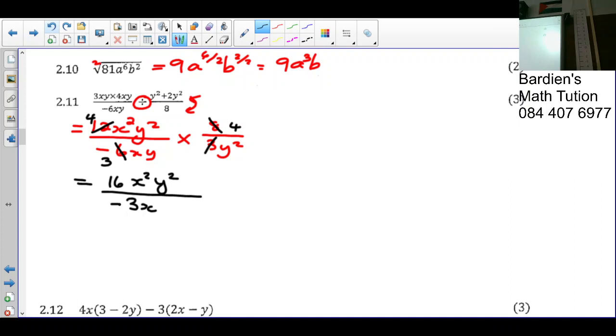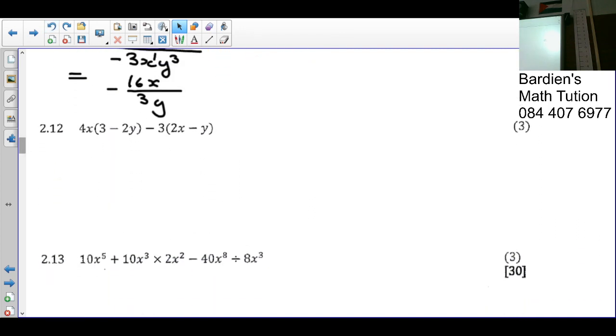xy times y squared is xy cubed. Not so? Now what? Positive divided by negative? Negative. So it's going to be 16 over 3. Where's the more x's? On top. So it's going to be 2 minus 1. Where's the more y's? Bottom. So it's 3 minus 2, which is 1. Okay, you understand? Any confusion? No.